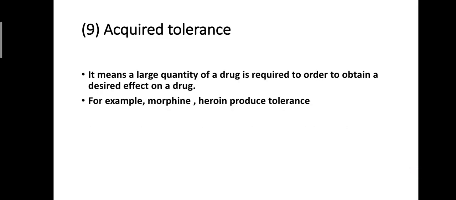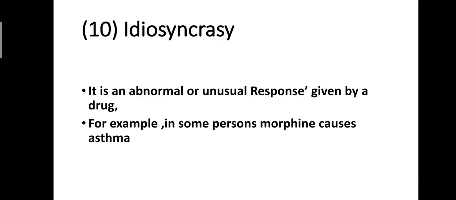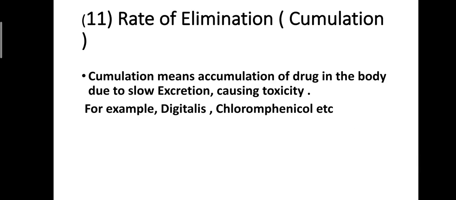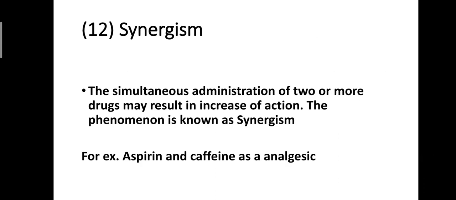Environmental factors, acquired tolerance, idiosyncrasy: abnormal or unusual response given by a drug. For example, in some persons, morphine causes asthma. Rate of elimination. Cumulation means accumulation of a drug in the body due to slow excretion causing toxicity. For example, digitalis, chloramphenicol, etc.